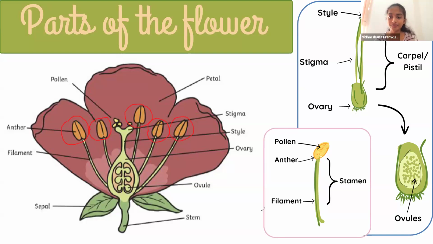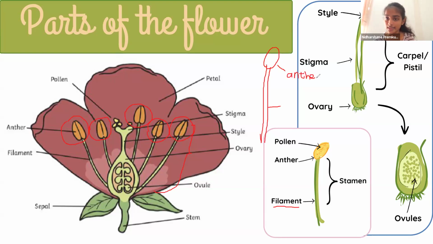Now let's look at the parts of the stamen. The stamen, if you take one of these out, this is what it looks like over here. You have a thin, long structure with something like this attached to the top of it. This long, thin structure is called the filament. You call it the filament. And the top part here is called the anther.